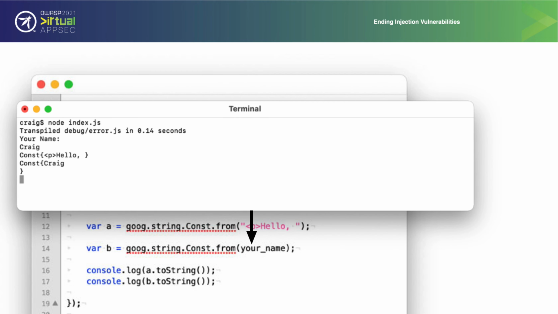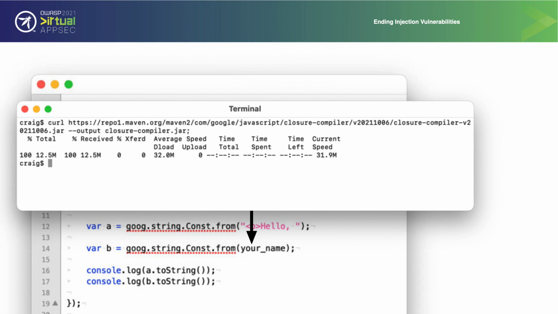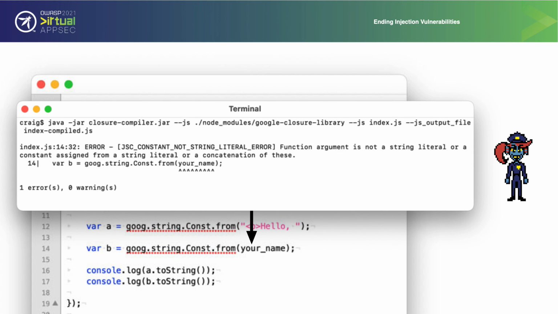It doesn't check it. But if you were to download the Closure compiler and then use the Closure compiler to make yourself a JavaScript bundle of all your JavaScript, then it will actually complain. It'll actually pick up on this and go, no, that's not good enough, and it will stop the code from executing.